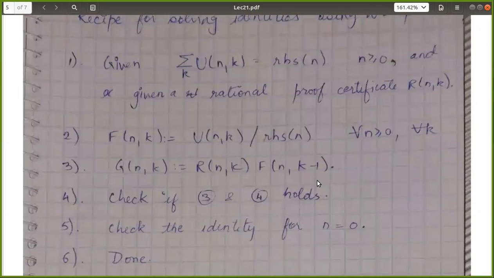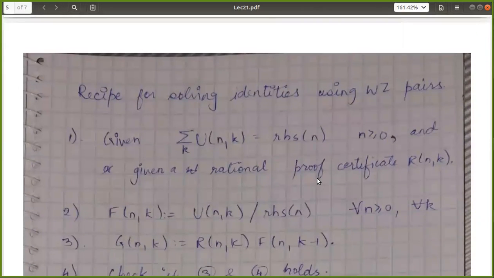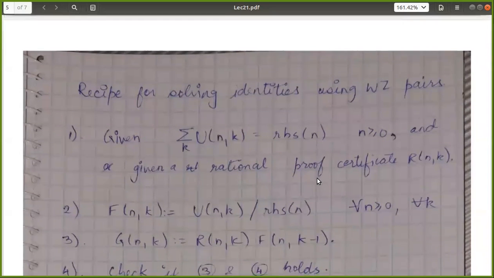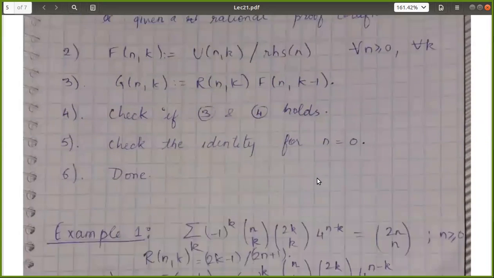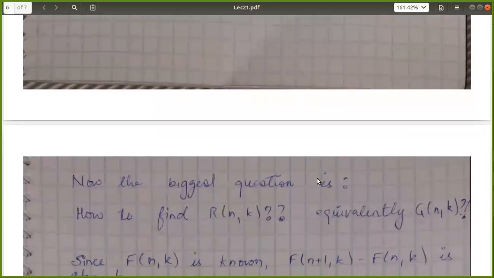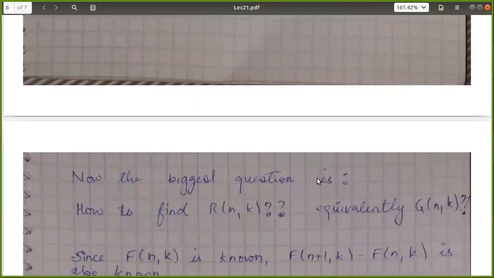because of this entire recipe of the WZ pairs. Well, now coming back to square one, how to find this R(n,k)? You could do this entire business if you were given this rational proof certificate function R. But what if that is not given? How do you really find this R? Or equivalently, how do you find this function G?